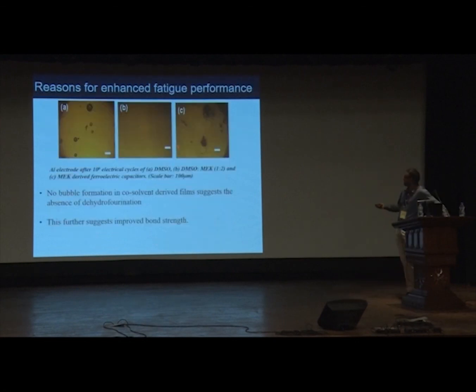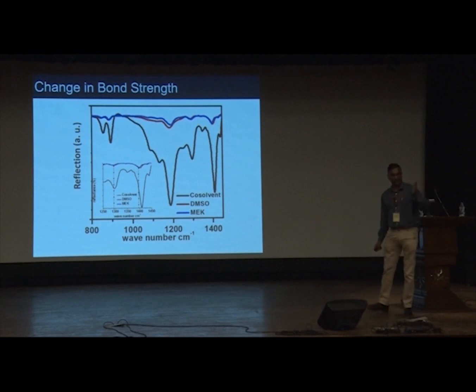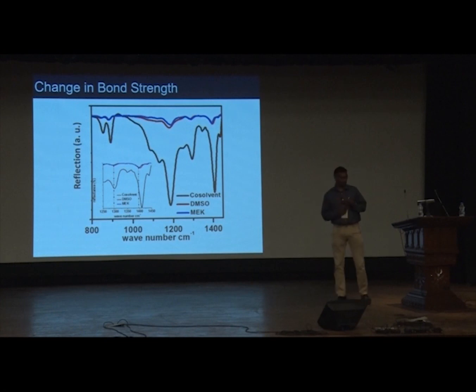And what we found is that the features that we saw of fatigue in pure solvents are absent in the co-solvent, which means the co-solvent is doing something to the film. When we looked at the FTIR, one thing that we find is that there is a shift in the FTIR peaks, and a shift in a certain direction showed us that there is a change in the bond strength. The bond strength increased, not too much, but a little bit.